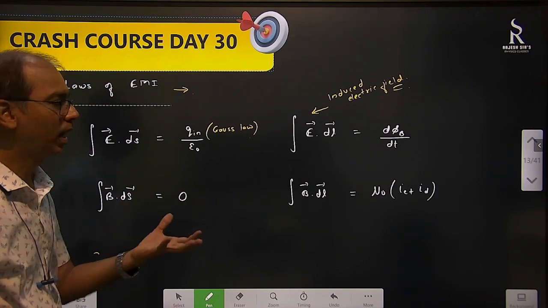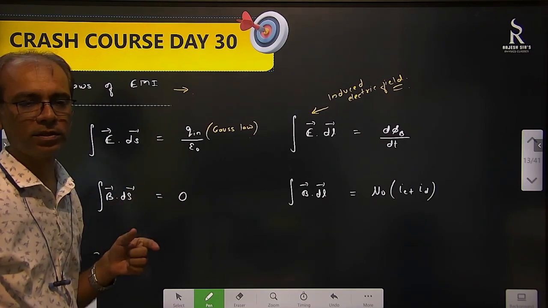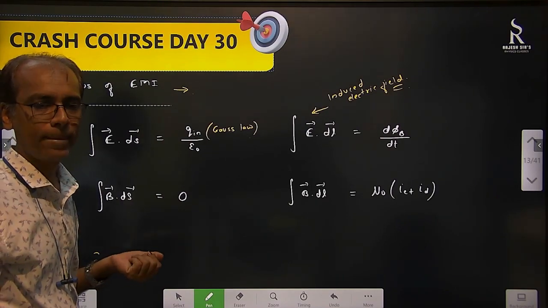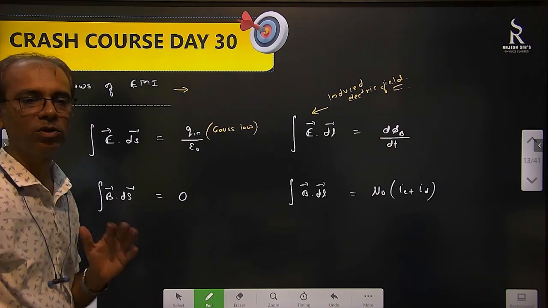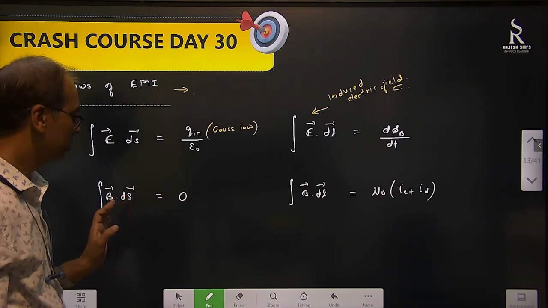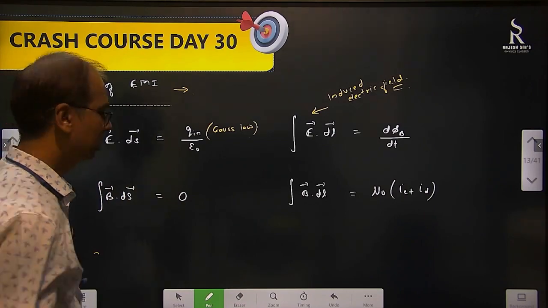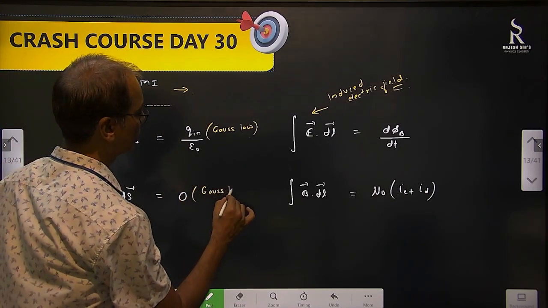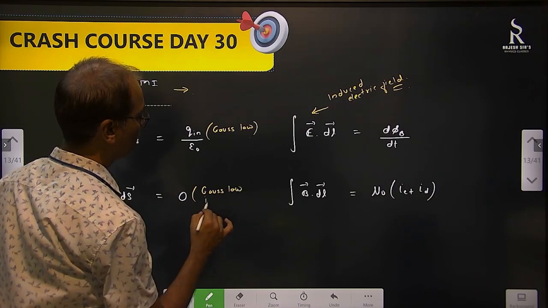What is that? The surface integral of magnetic field is equal to 0 because you don't have monopoles. Dipoles are there. If a dipole is inside the Gaussian surface, then what will be the magnetic flux linked with that? 0, because north and south pole both are there. So magnetic flux linked is 0. This is Gauss law in magnetism.